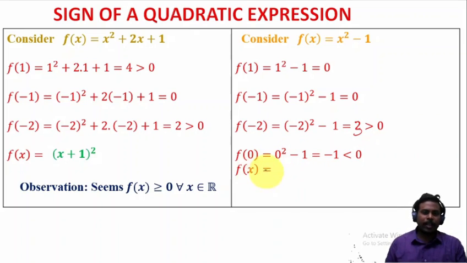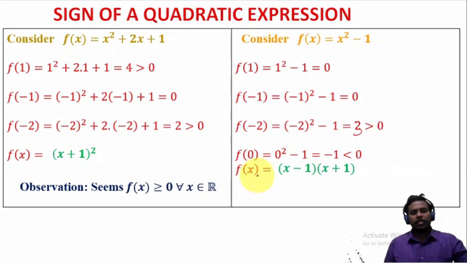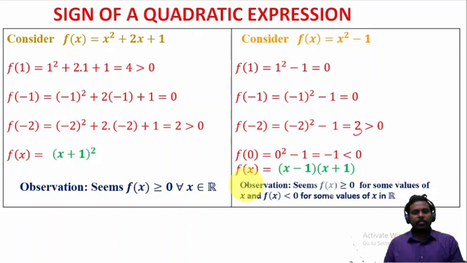Let me rewrite this f of x. This f of x can be rewritten as x minus 1 into x plus 1. What's our observation here? For some values of x, this expression is taking positive or 0. For some other values of x, it is taking negative. Now the question is, for what values of x this expression is taking a negative value, for what values of x this expression is taking a positive value.